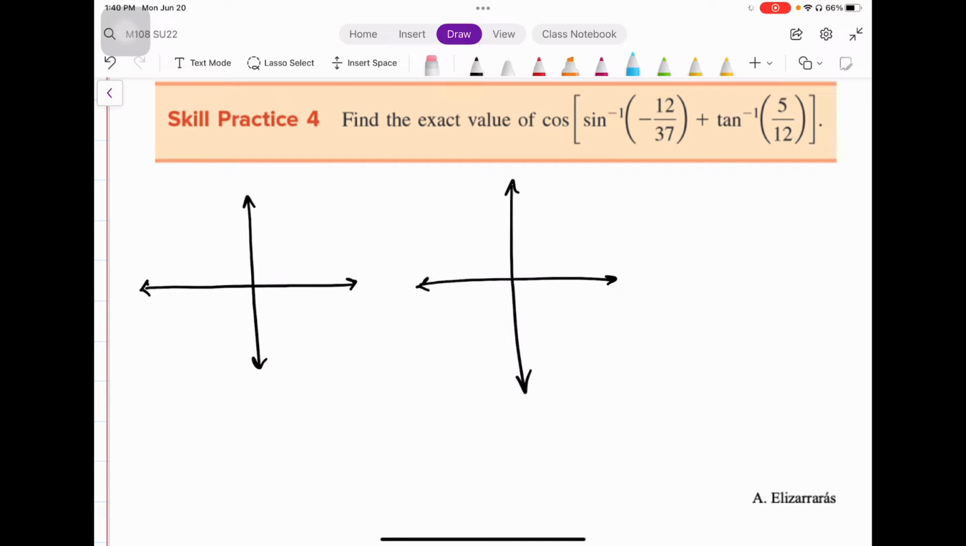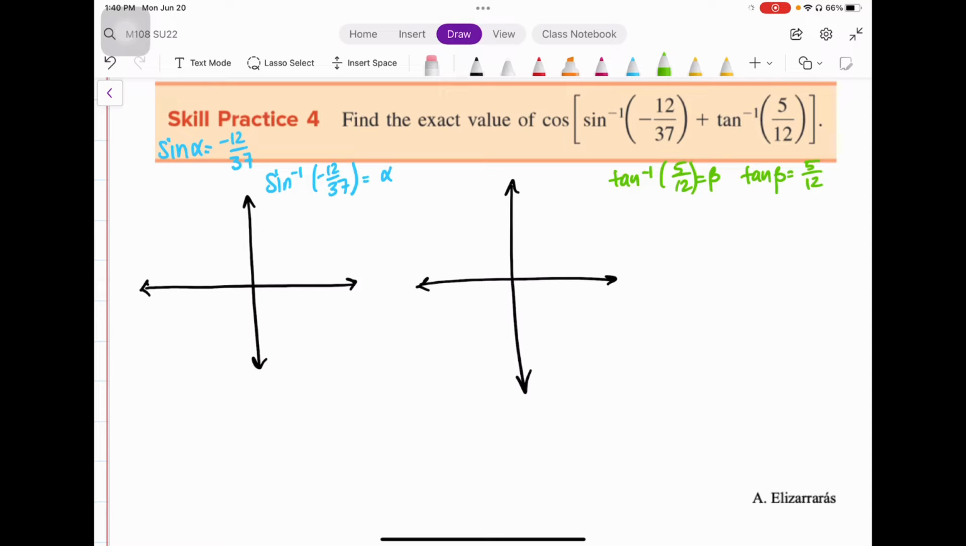For the first part, the inverse sine of negative 12 over 37 is going to be some angle, let's call it alpha. That means that the sine of alpha equals negative 12 over 37. For the second one, the inverse tangent of 5 over 12 equals, let's call it beta. That means that the tangent of beta is equal to 5 over 12.